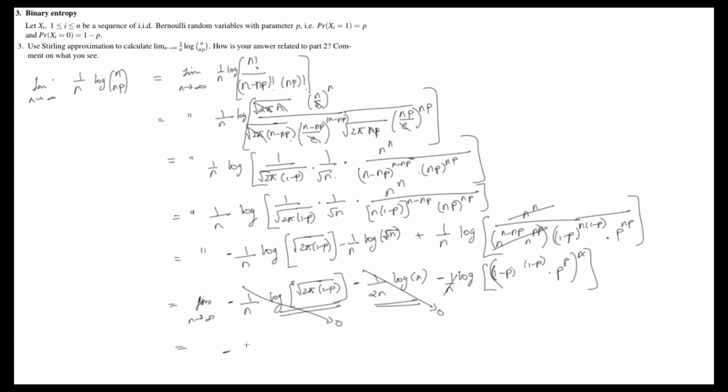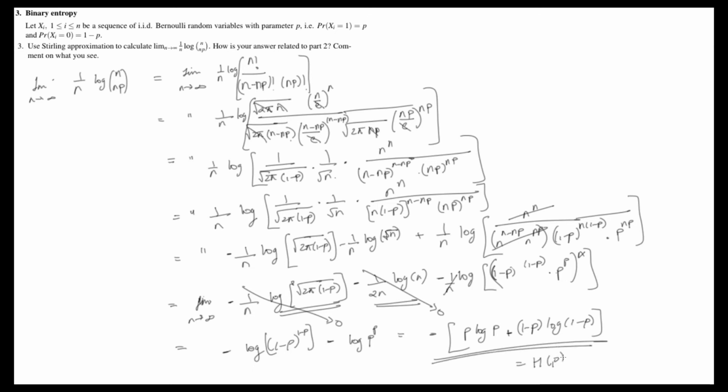just negative log of (1 minus p) to the (1 minus p) minus log of p to the p. Pulling those out, as in using the properties of logs again, we have negative (1 minus p)... I'm going to rearrange the terms. So we have p log p plus (1 minus p) log (1 minus p). And if you look at this, this is again equal to h of p.